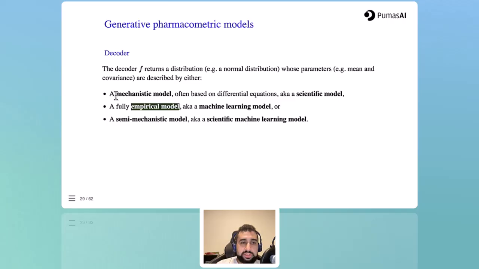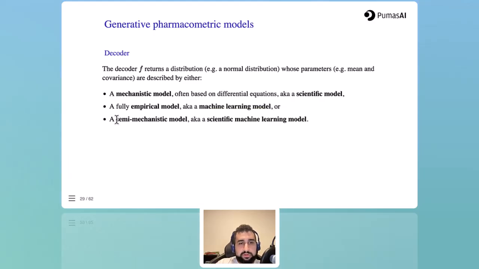So mechanistic models tend to be, if they're well specified and well fitted and identifiable, good at both interpolation and some level of extrapolation, not too far into the future as well, but these tend to be slightly better at extrapolation compared to full empirical models or machine learning models.